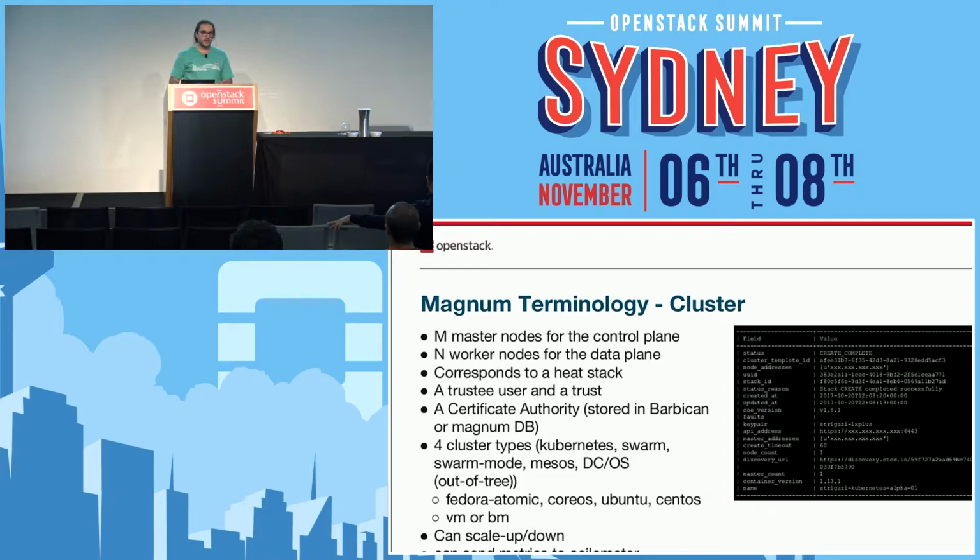Also, Magnum creates a CA. The CA can be stored in localhost, but this is only for development. I mean, in the localhost of the API service of Magnum, or in Barbican, or in the Magnum database. So you can have HA. The most secure and, of course, recommended way is to store it in Barbican, which is the specialized service to store CAs.